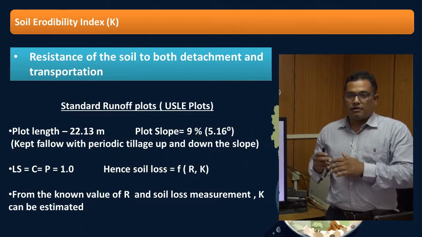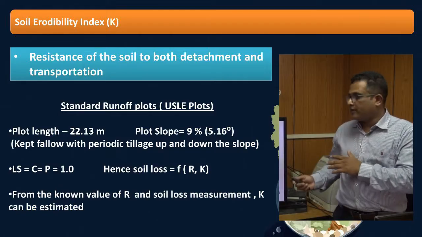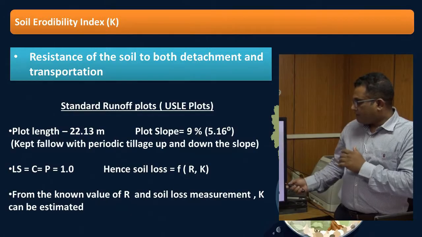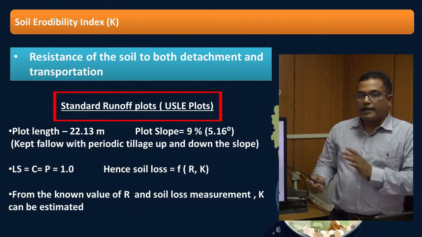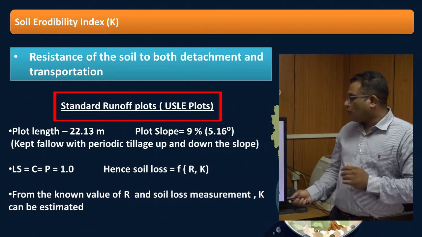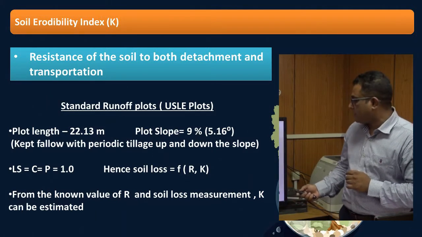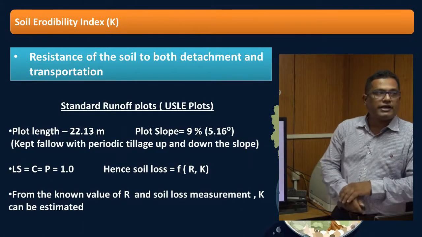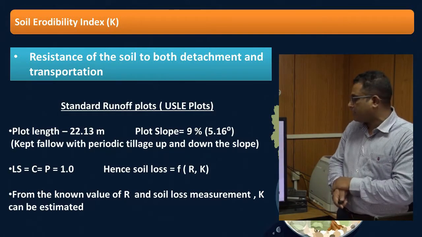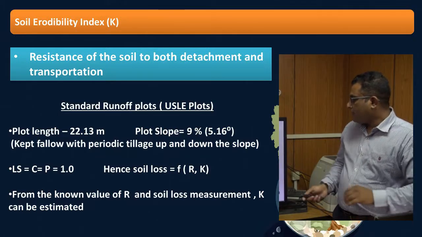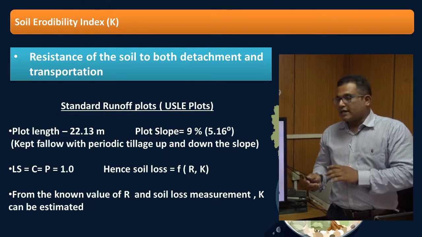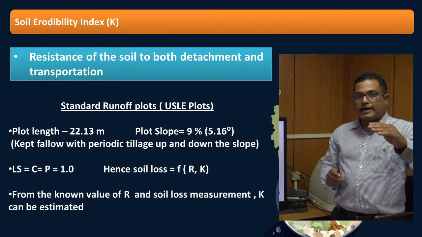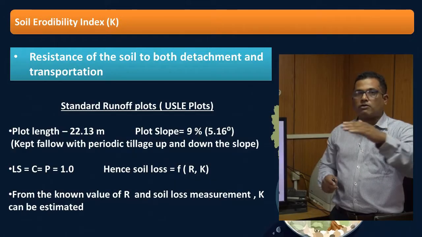And this equation is based on the premise that a standard runoff plot is constructed. The length of the plot is 22.13 meter and the slope of the plot is 9%. In terms of degree, it is 5.16 degree. And this plot is kept fallow. There is no cultivation. It's kept fallow and it is tilled up and down the slope, not across the slope.